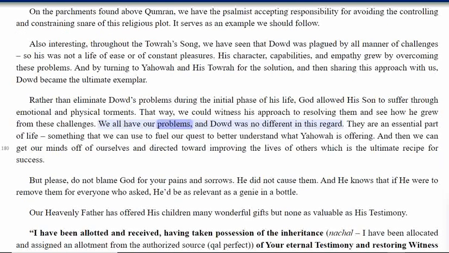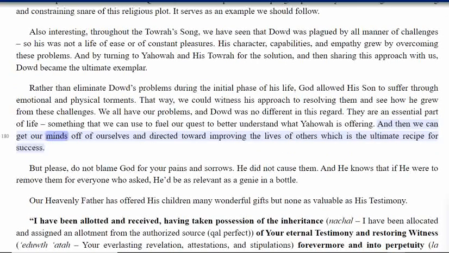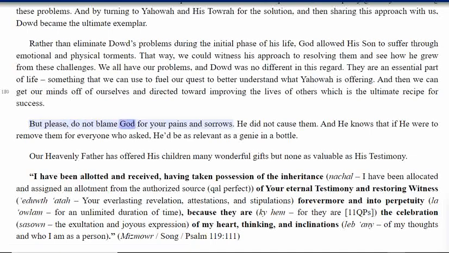We all have our problems, and Dowd was no different in this regard. They are an essential part of life, something that we can use to fuel our quest to better understand what Yahowah is offering. And then we can get our minds off of ourselves and direct it toward improving the lives of others, which is the ultimate recipe for success. But please, do not blame God for your pains and sorrows. He did not cause them.